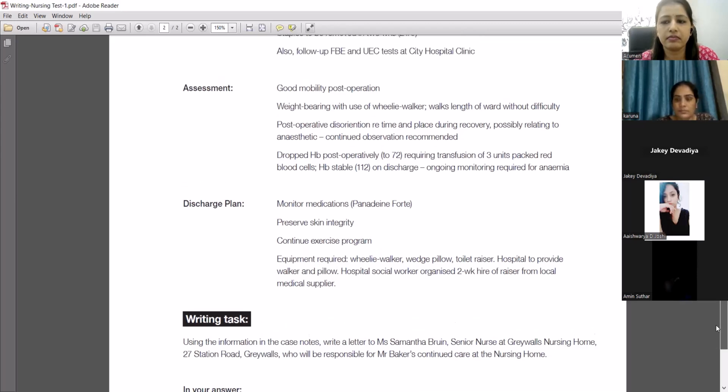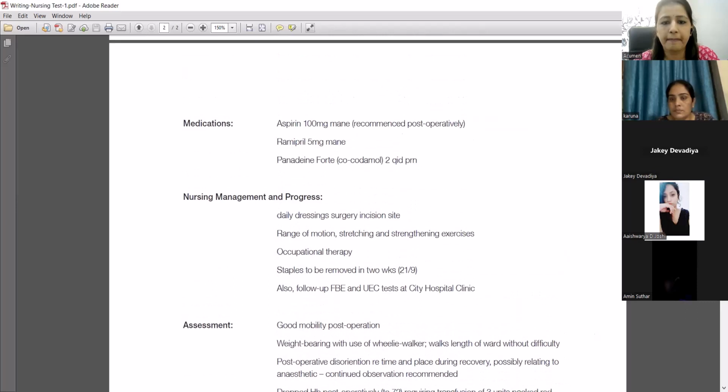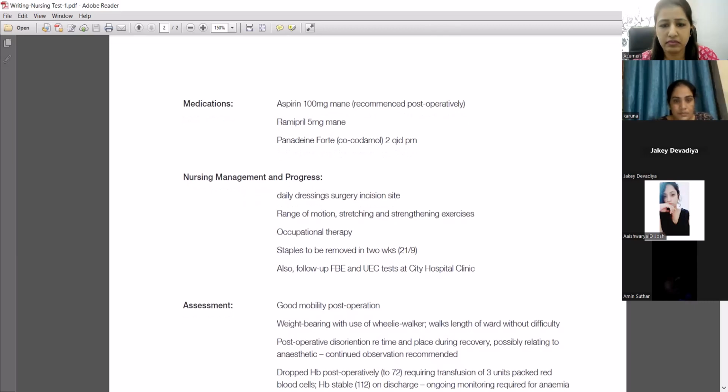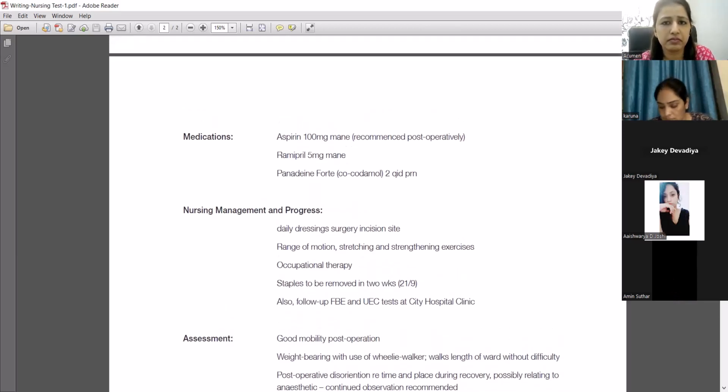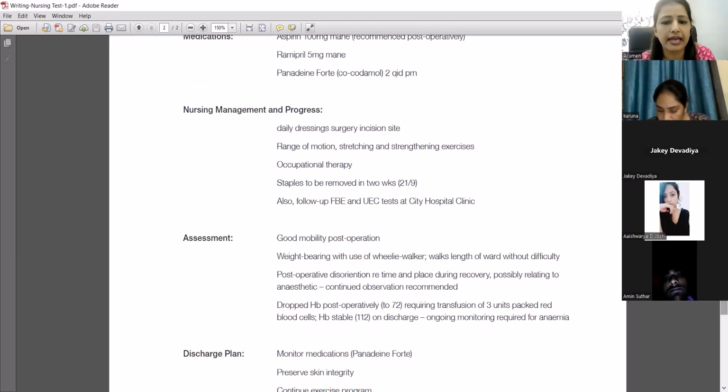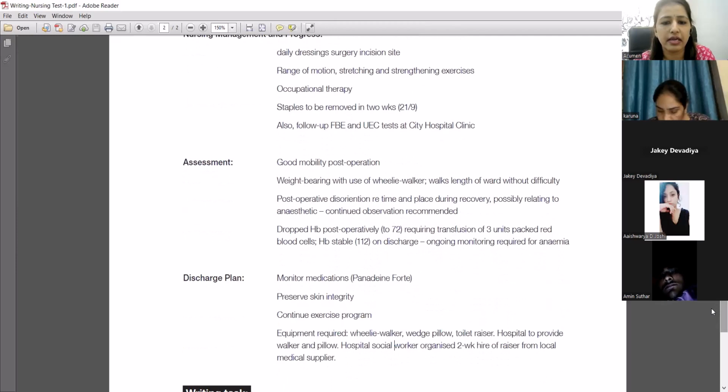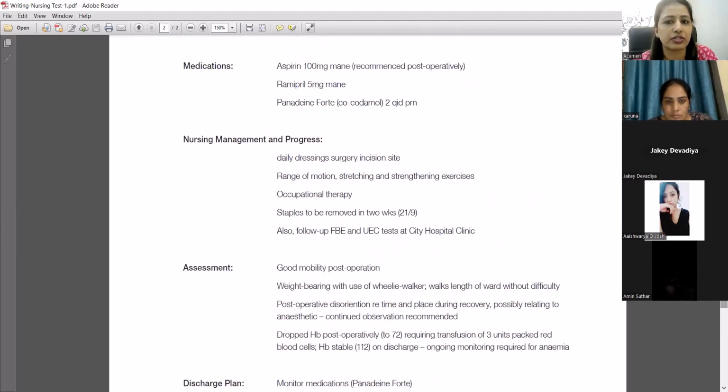And can you just scroll up? Yes. In this follow-up, ma'am, occupational therapy, daily dressing, surgery, incision site, the motion and stretching exercises with occupational therapists. They have done it when the patient was there in the hospital, with nursing management and progress. Okay, so the daily dressing was happening. Here in the discharge plan also it is given, continue exercise program. So that gives us a hint that it needs to be continued after discharge as well.